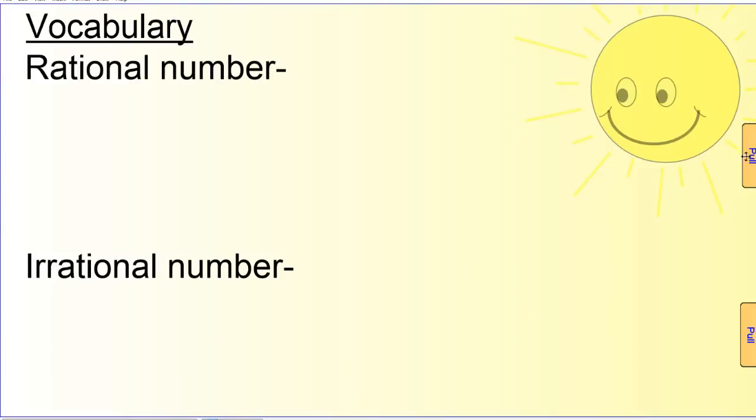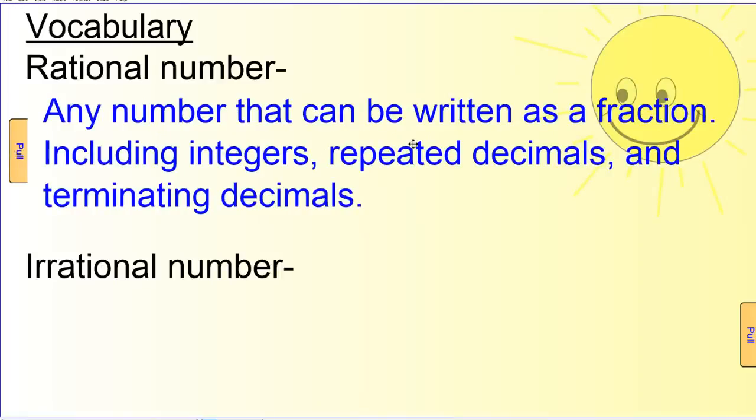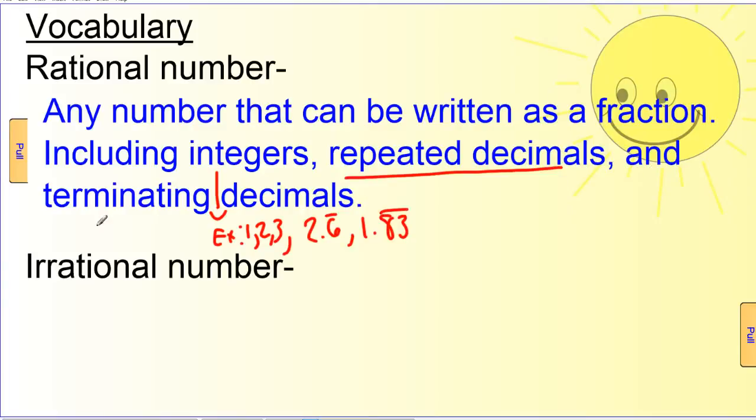Rational number. Well, as I just said, a rational number is any number that can be written as a fraction. This includes integers, like, well, these guys would be like 1, 2, 3. Repeated decimals, like 2.6 repeated, 1.83 repeated. And terminating decimals, things like, well, 9.7, negative 12.6835. As long as it stops and it doesn't keep going forever, it's not a big, huge, jumbled mess of numbers, it's a rational number.